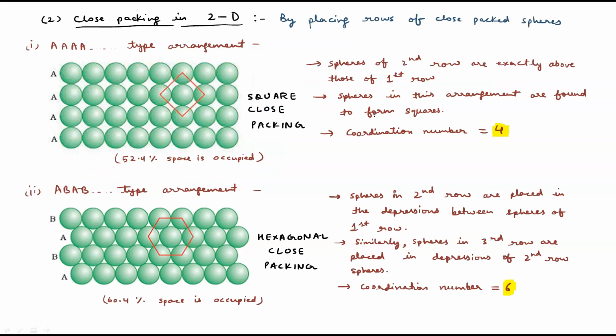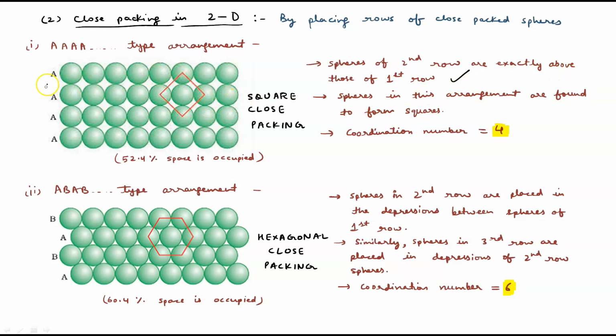Now comes close packing in two dimensions. In a two-dimensional close packed structure, the rows of one-dimensional structures are placed one above another. So in the first way, AA type arrangement. In this, spheres of the second row are exactly above those of the first row. You can see from the diagram.